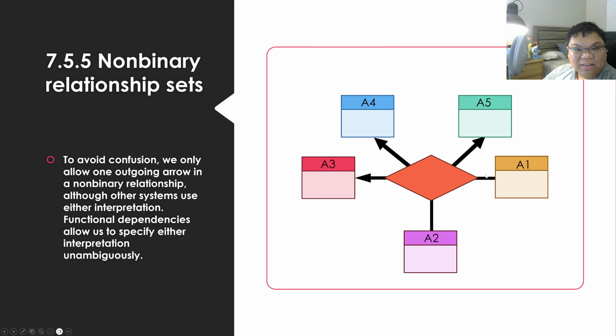Are you lost on this? If so, don't worry about it, because the textbook imposes a rule, and that is only one arrow allowed in a non-binary relationship set. So, when it comes to us drawing non-binary relationship sets, we're only allowed to draw one arrow.